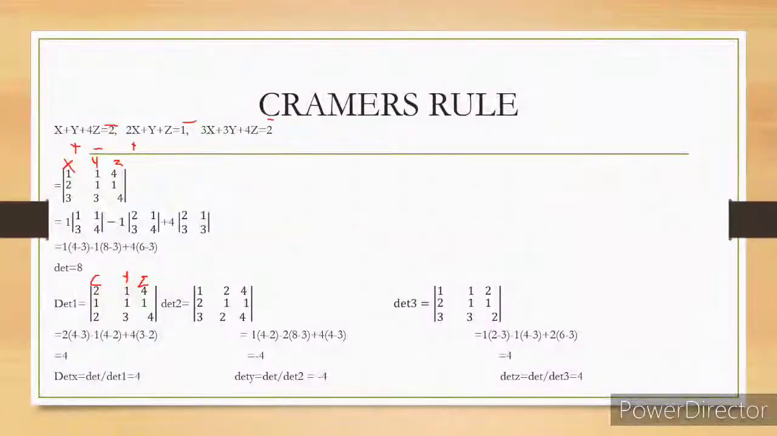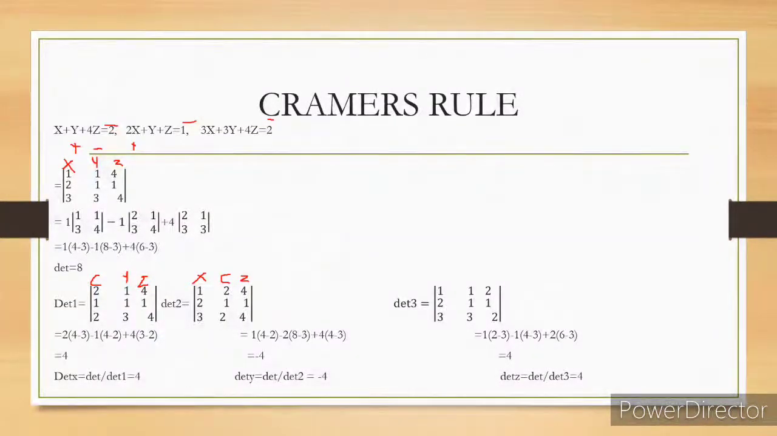Okay, then next for delta 2, that is for the y column, you have to replace the constants in the y column, then replace all the other numbers as they are, that is, the x and z columns are replaced as they are. Then again solve with the same determinants method, and you will arrive at the answer -4.